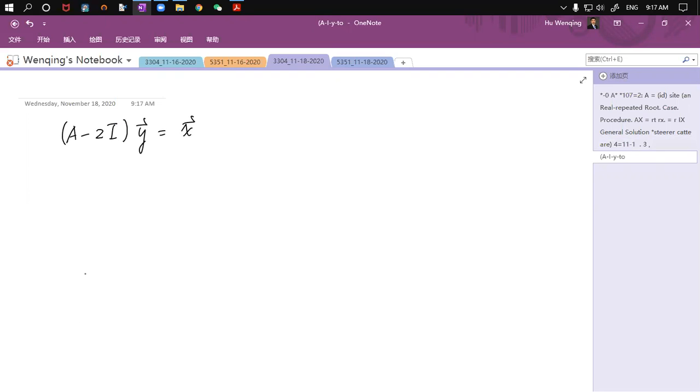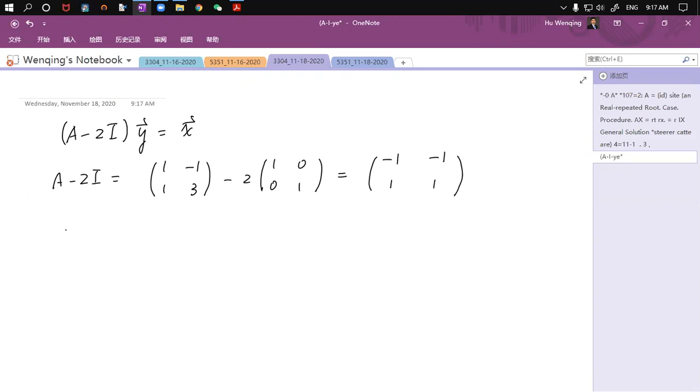Okay, so therefore, you have to first look for the matrix A minus 2I. So what is A minus 2I? Well, A is [1, -1; 1, 3], minus 2I is [2, 0; 0, 2]. So 1 minus 2 is minus 1, and then 1 minus 0 is 1, right? So you're going to have a 1, and 3 minus 2 is 1. And therefore, you're going to look for [-1, -1; 1, 1] multiplied by the vector y1, y2 is equal to x, right?